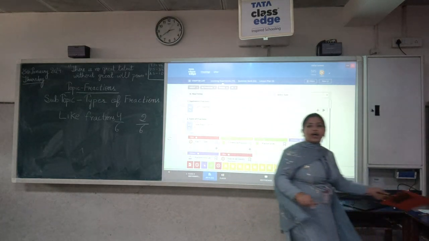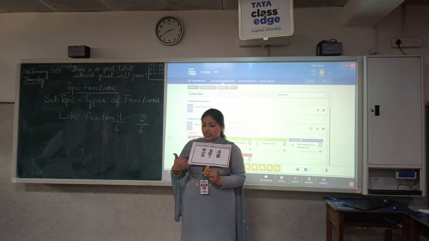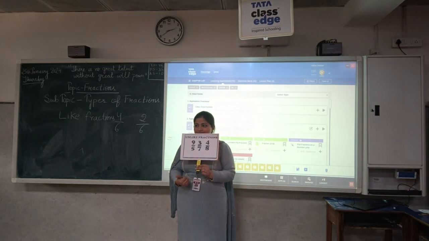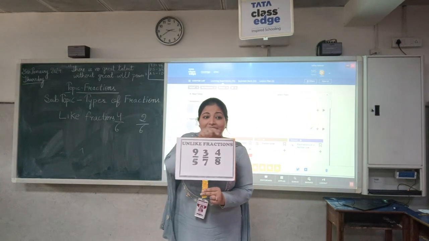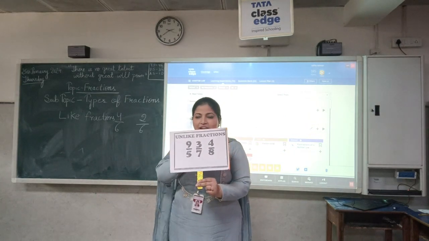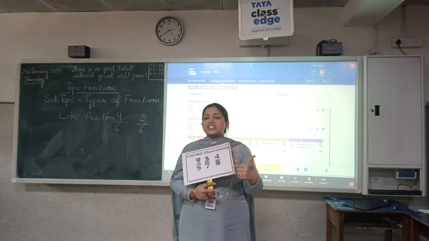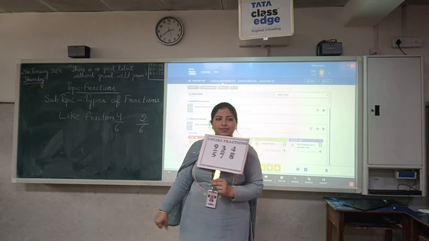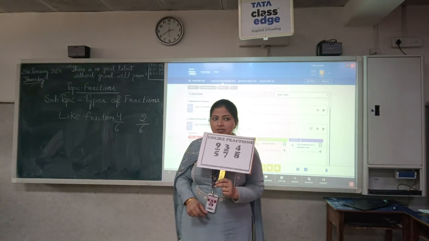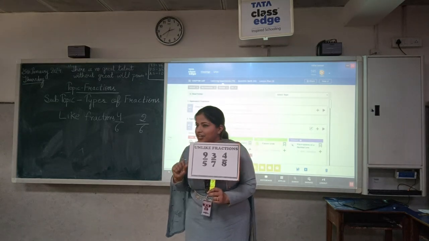Okay. Now, can you see this flashcard and the fractions? Yes, ma'am. What kind of fraction is this? It is written here: unlike fractions. Now, who is going to tell me why these fractions are unlike fractions? Yes, Riyansh. Ma'am, because the denominators are different. Very good.